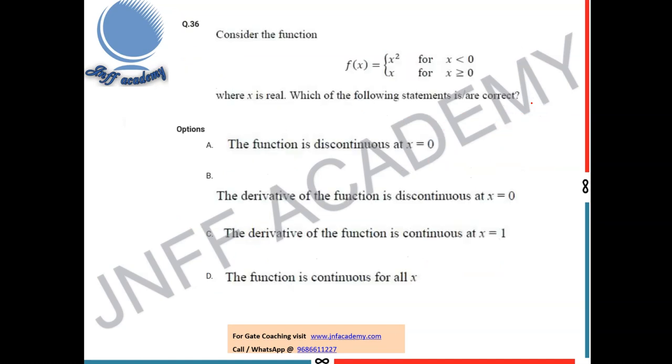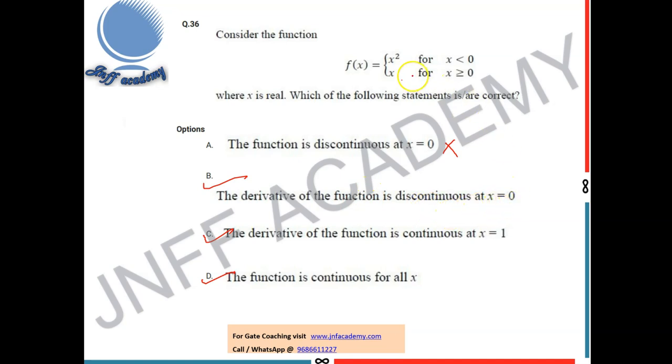Therefore, the statement that the function is discontinuous at x equal to 0 is wrong, since we showed it is continuous. But the derivative of the function is discontinuous at x equal to 0, that is the correct answer. The derivative of the function is continuous at x equal to 1, because at x equal to 1 the left hand derivative and right hand derivative are both equal, 1 only. So that is correct. The function is continuous for all x, as we already proved.